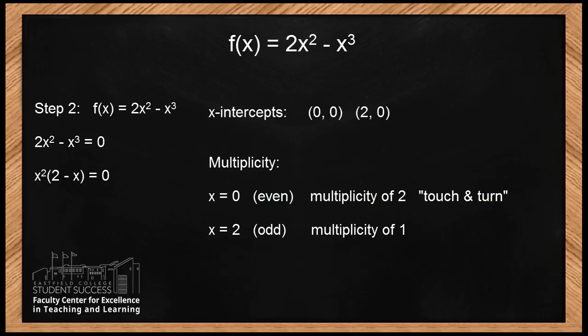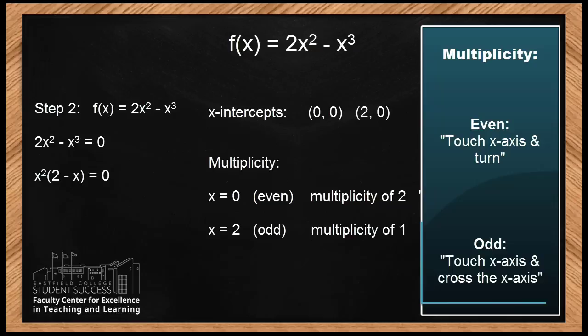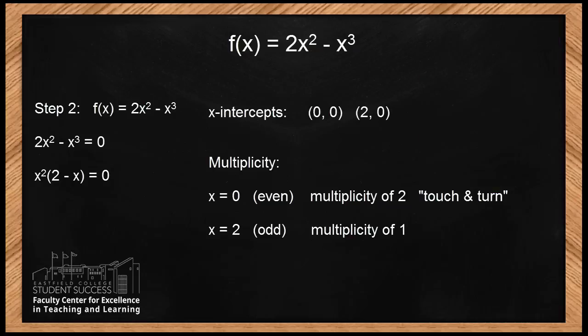Multiplicity of 1. Going back to the rules of multiplicity, if we have an odd root of multiplicity, then the graph will touch and cross. So at our root, 2, 0, the function will touch the x-axis, and not only touch it, it will actually cross at that root. Now we've answered part B of the problem.